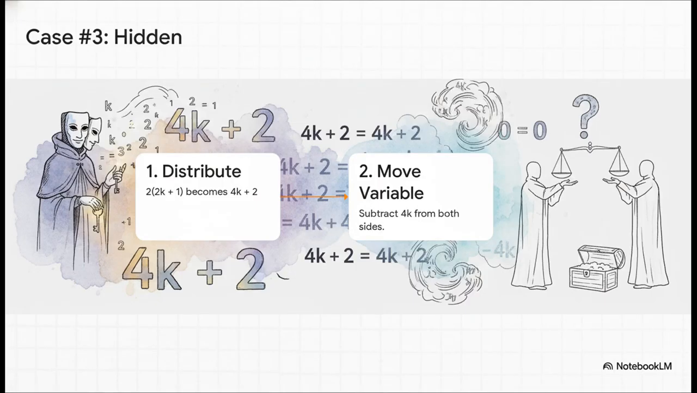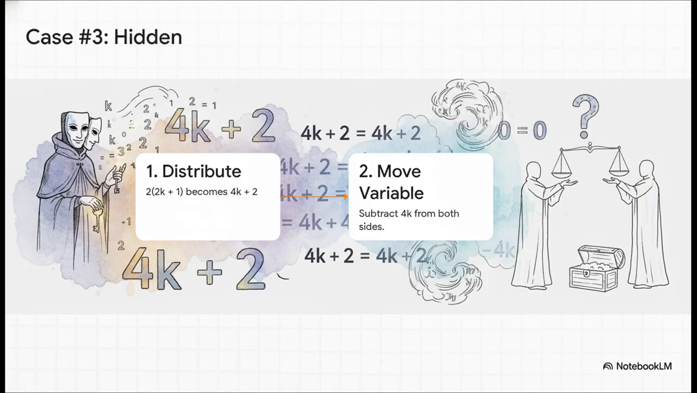Okay, one more, just to make sure we've got this. This one's a little sneaky. We have 4k plus 2 equals 2 times the quantity 2k plus 1. First step, let's distribute that 2 on the right side. That gets us 4k plus 2. So the equation becomes 4k plus 2 equals 4k plus 2. Hey, that looks familiar, right?